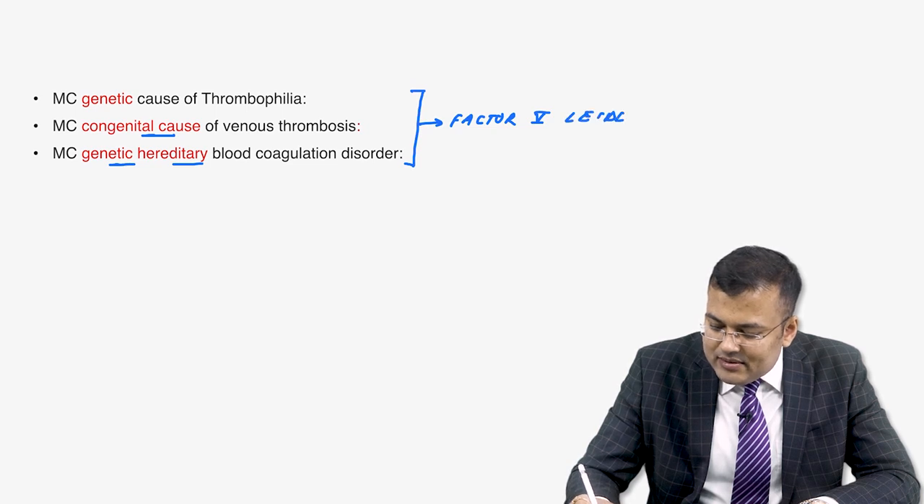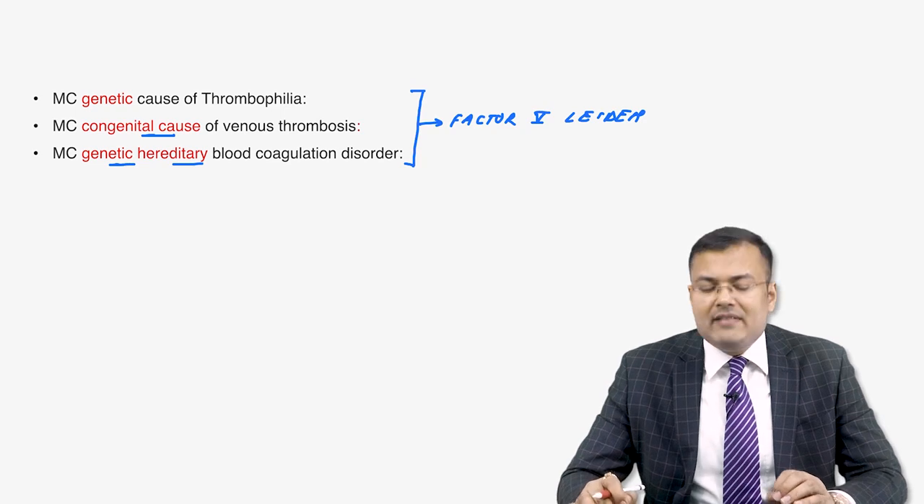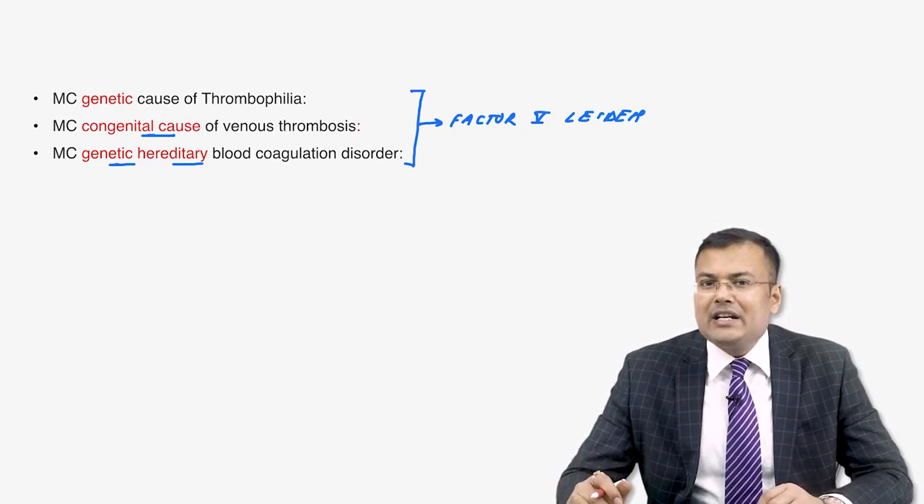And we discussed, what is the problem with this? Because factor 5 Leiden is resistant to inhibition by activated protein C.